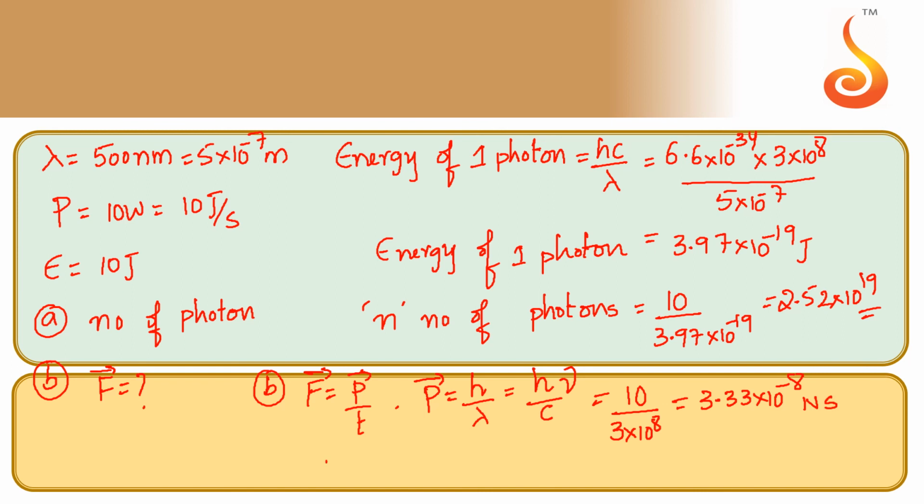So let us calculate the force. Force is equal to 3.33 into 10 power minus 8 per time, which is 1 second. Therefore the final answer is 3.33 into 10 power minus 8 newtons of force will be exerted on it.